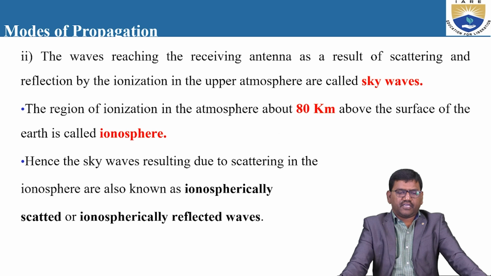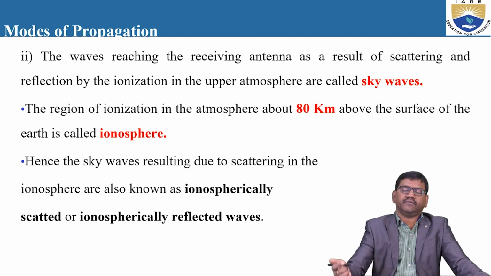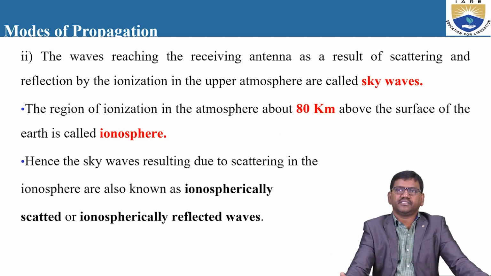Sky waves. So what are these sky waves? The waves reaching the receiving antenna as a result of scattering, reflection and refraction by the ionosphere in the atmosphere are known as sky waves. The basic ionospheric region contains many layers: D layer, E layer, F1 layer and F2 layer. Whenever we transmit a signal with a particular frequency, suppose a high frequency of about 10 megahertz, it will touch the D layer, reflection happens, and the signal reaches the receiving antenna.